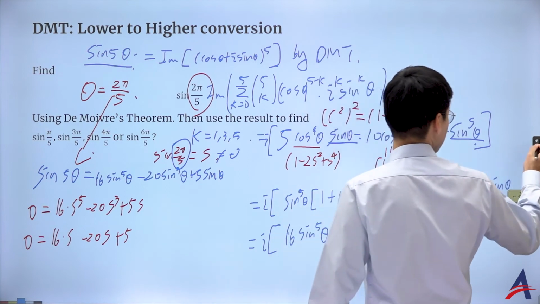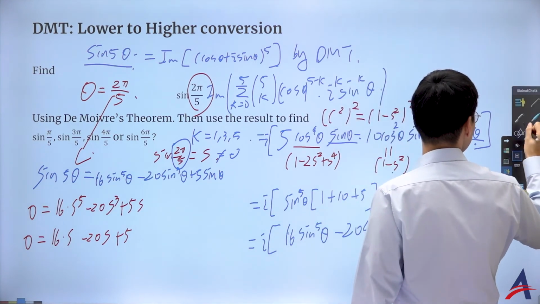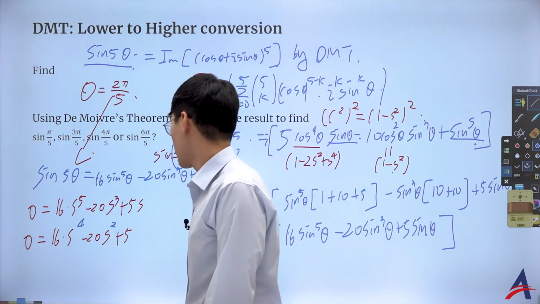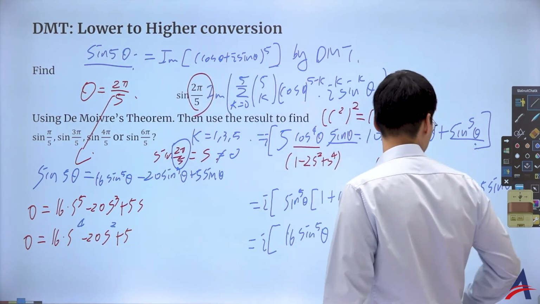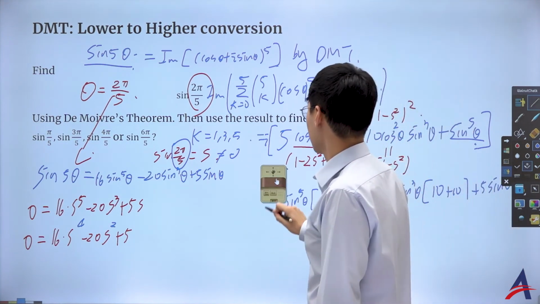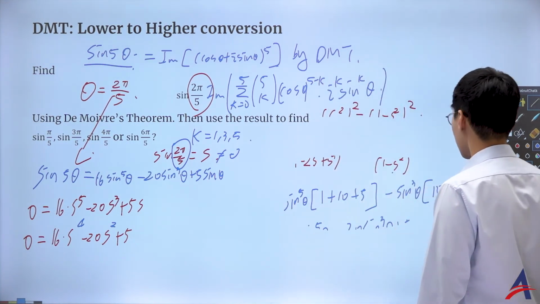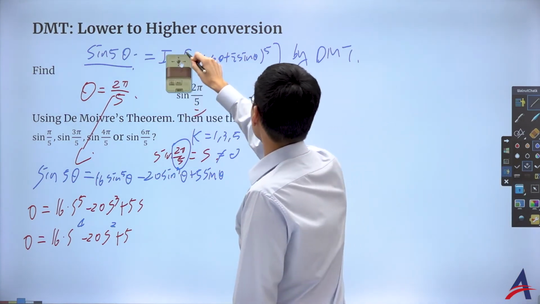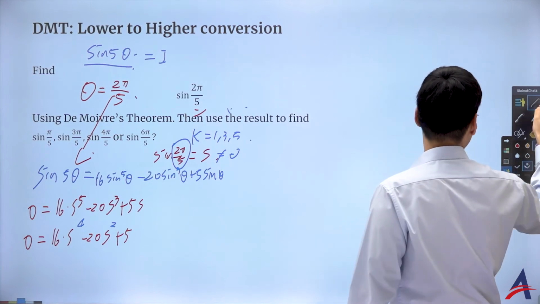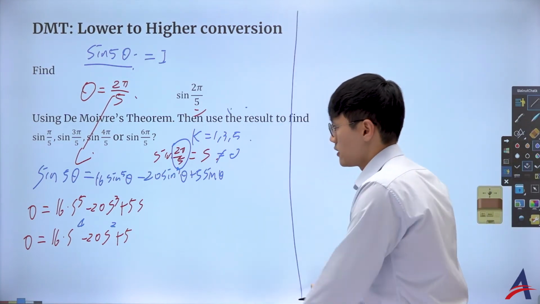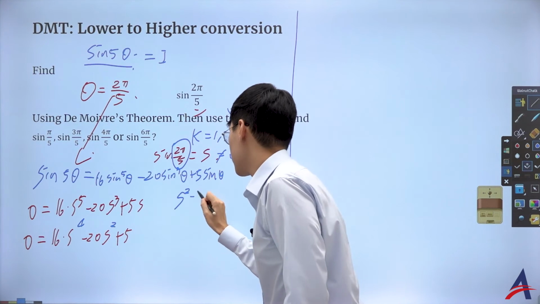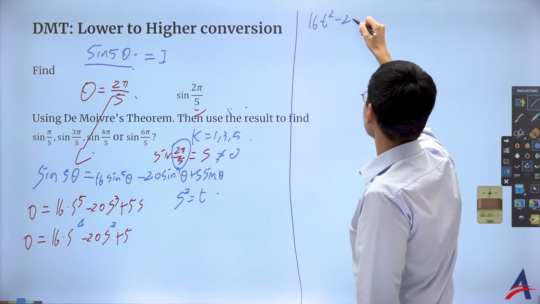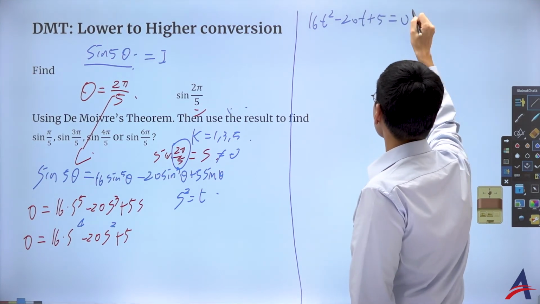Then I have the 4th power term, the 2nd power term, and then the constant, right? That's great. Why is it great? Because now I realize I can actually solve it using the quadratic equation, with another substitution. If I let s squared be t, then that equation becomes 16t squared minus 20t plus 5 equal to 0. That's lovely.